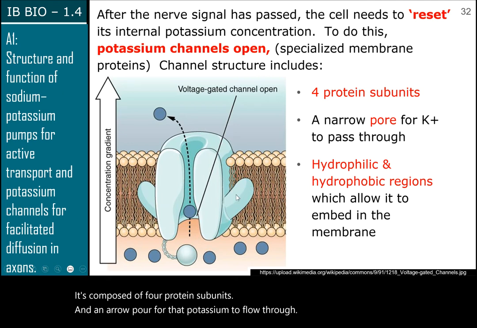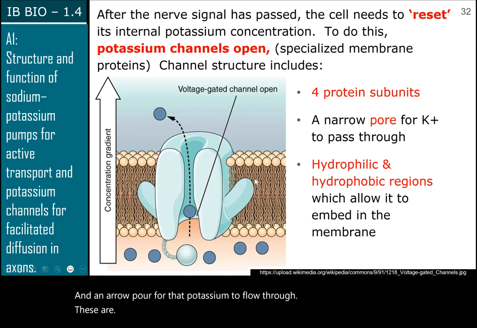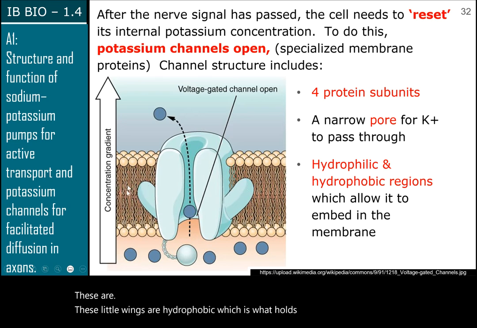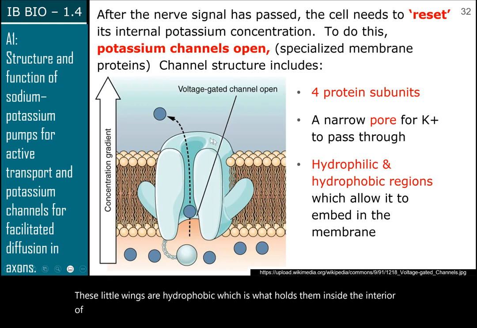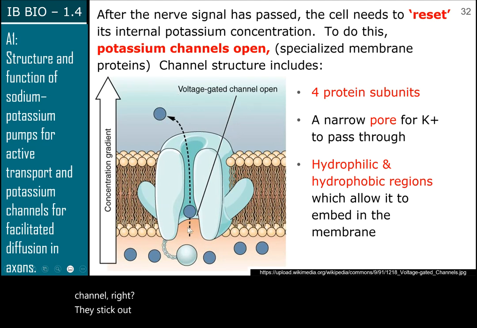These little wings are hydrophobic, which is what holds them inside the interior of the membrane. And we have the hydrophilic regions at the end of the channel, right? They stick out into the extracellular and the intracellular areas.